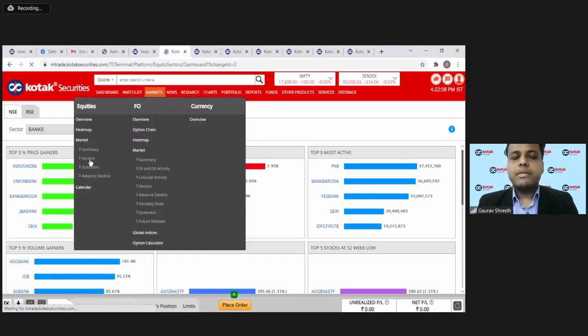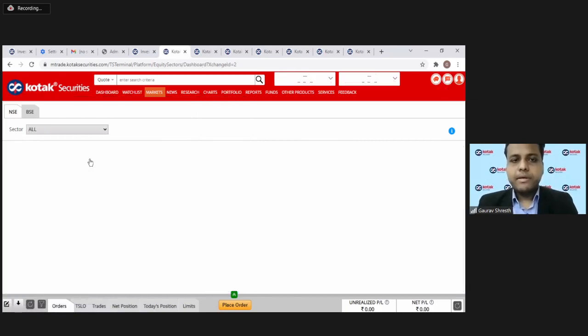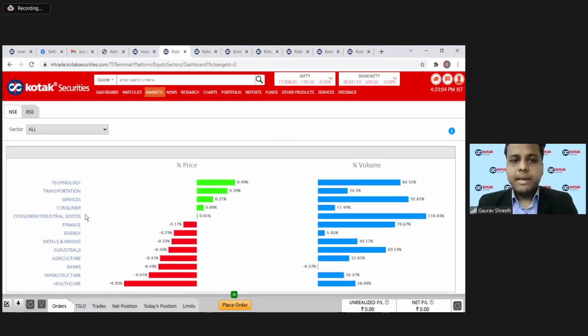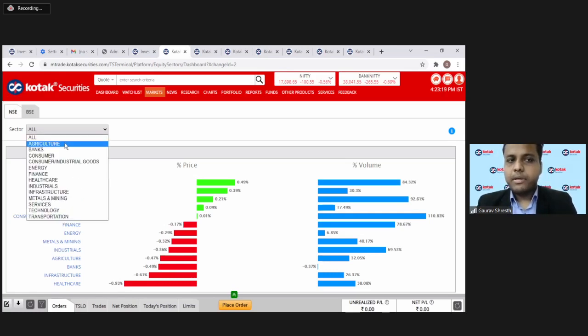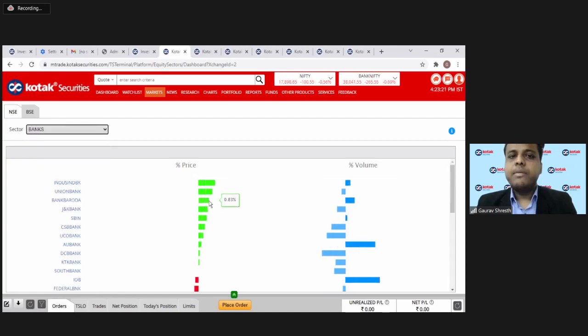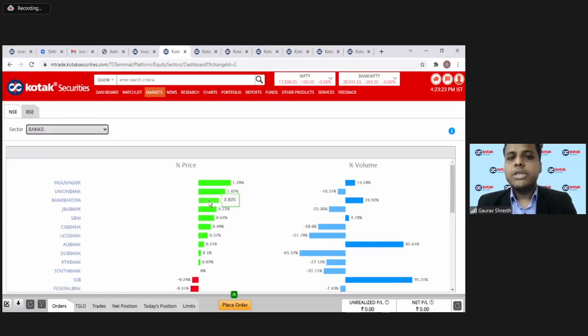The second option is sectors. Once you go into sectors, you will see a kind of heat map, but this will be a horizontal view where the different sectors are mentioned on the left-hand side, and the price and the percentage change are mentioned in the center. Again, you can select a particular sector and see the different stocks which have gone up and down in the banking industry or any other industry that you want to see.